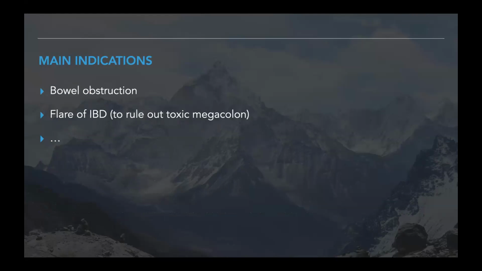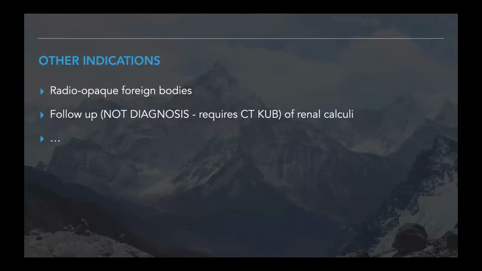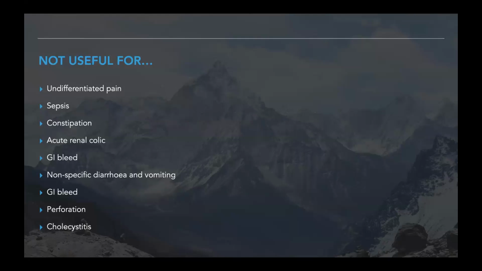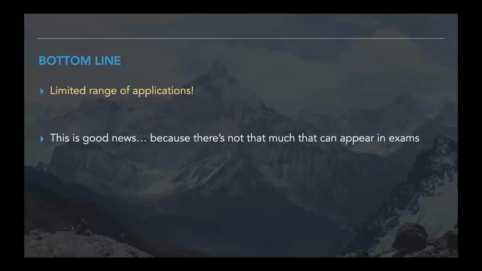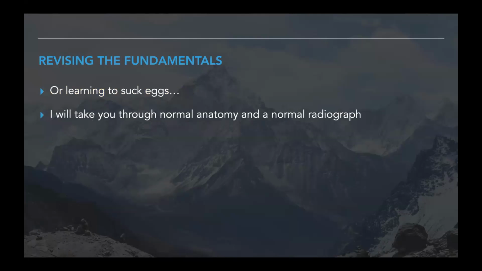The main indications in the acute setting are bowel obstruction and in patients with a flare of IBD to rule out toxic megacolon. Those are essentially the only two reasons you should be requesting abdominal radiographs in the acute setting. There are some other indications like follow-up of renal calculi, but these are very much small print. They are not useful if they're used indiscriminately. And this is good news because it means there's not that much that can come up in exams. So let's just go through the basics.